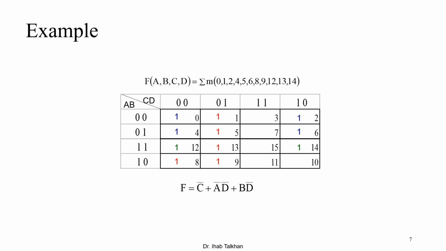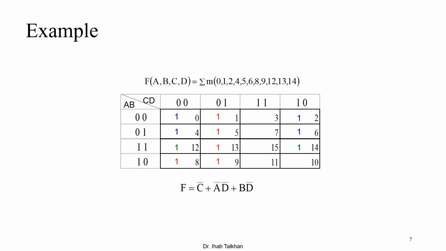Let me start here with the first example. In the first example, you can see that f of a, b, c, d, four variables, equals sigma m of 0, 1, 2, 4, 5, 6, 8, 9, 12, 13, 14. These are the positions of ones. So actually, it is as if I am giving you the truth table, but listing the sigma m of where f equals 1. So this is the positions where f equals 1.